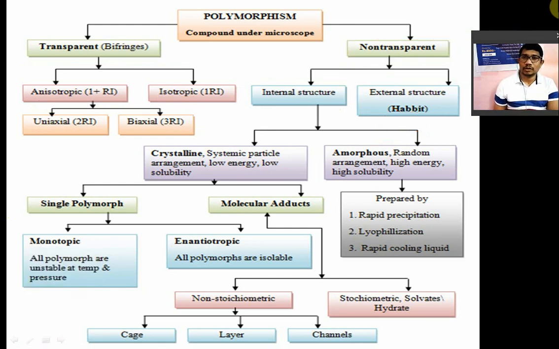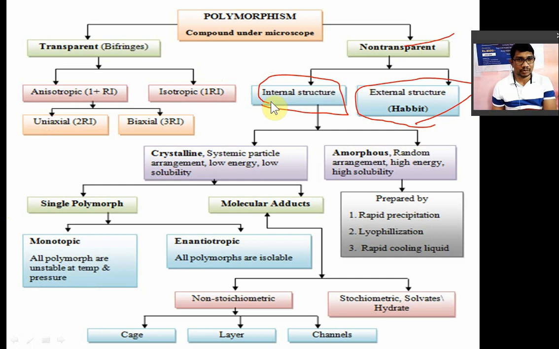So if the compound is non-transparent, it has an external structure known as habit, and the internal structure is further divided into two types. It may be either crystalline or amorphous. It may be either crystalline or amorphous.